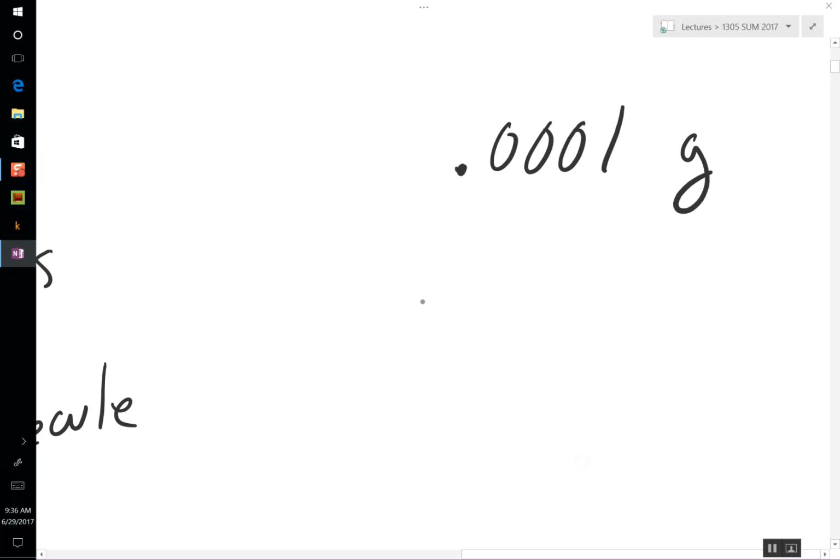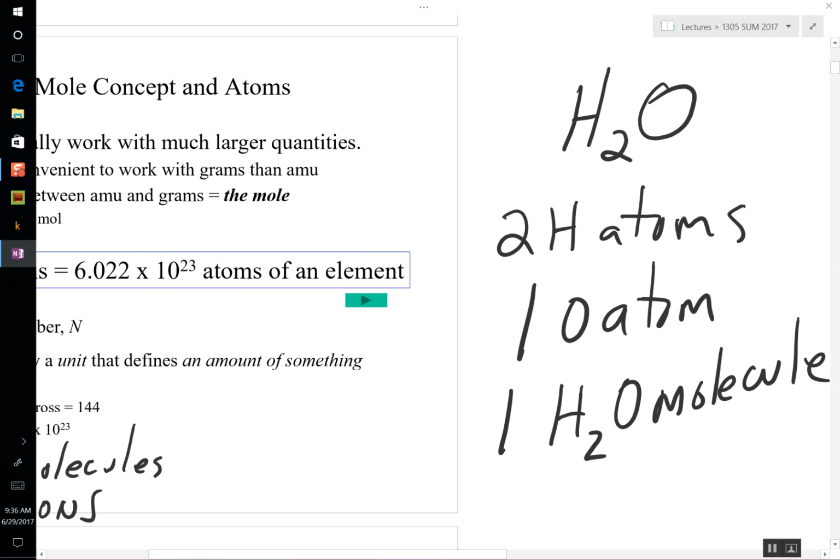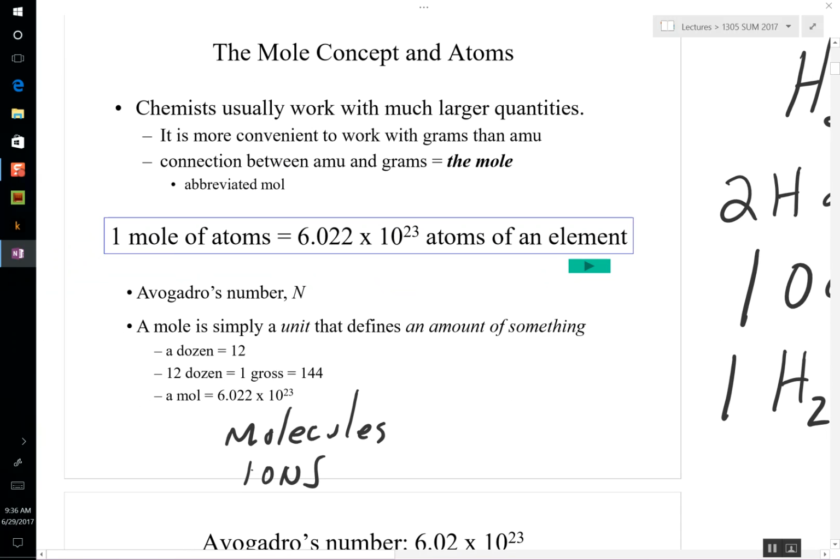What's 1 trillion? That's thousands, millions, billions, trillions. So this number is bigger than trillions. 6.022 times 10 to the 23rd.